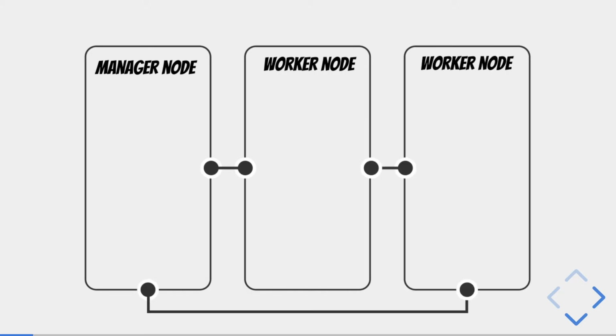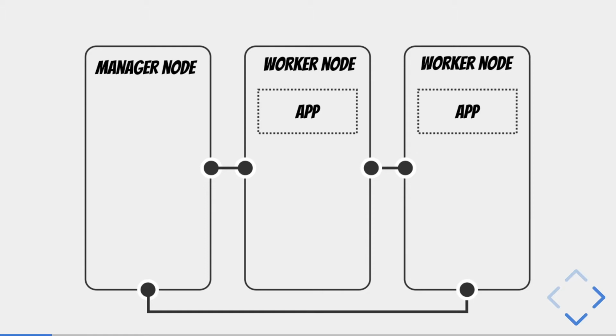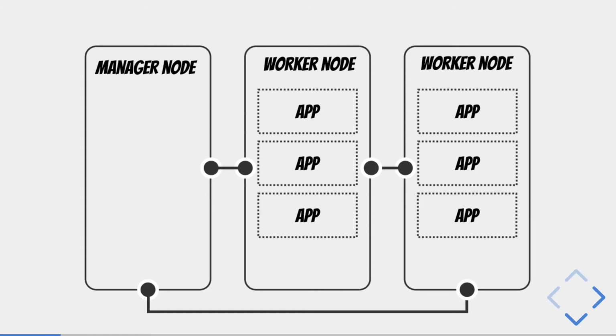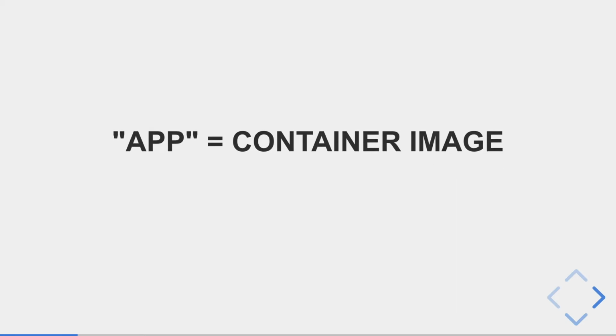And then we have one or more worker nodes. On these worker nodes, we're going to want to run one or more applications. Typically we want to run as many of these applications as we need in order to actually fill up all the capacity of our worker nodes.